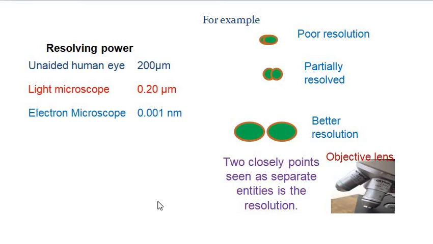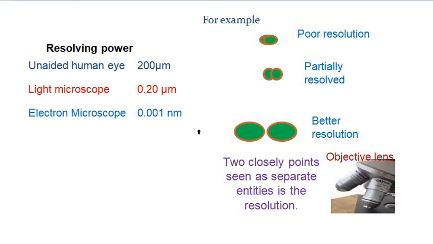So here the resolution is the ability of the objective lens to see closely spaced points as separate entities. With this property of resolution, the light microscope has a limitation. The light microscope has a resolving power of 0.2 micrometer, and the electron microscope has a higher resolving power of 0.001 nanometer, and the human eye has 200 micrometer resolution.